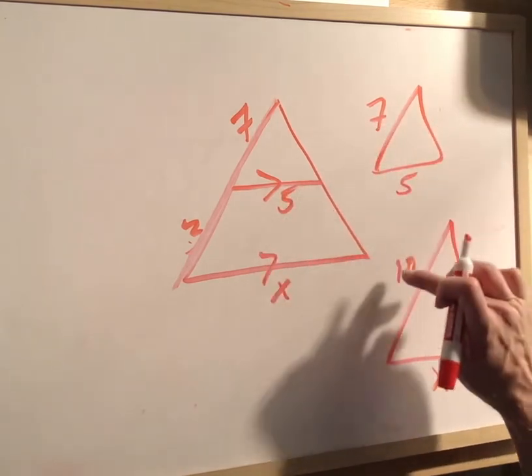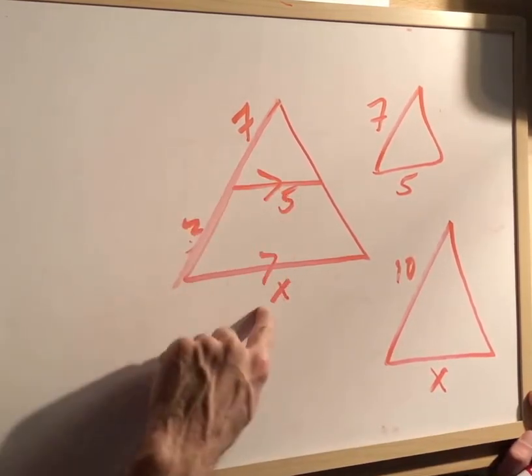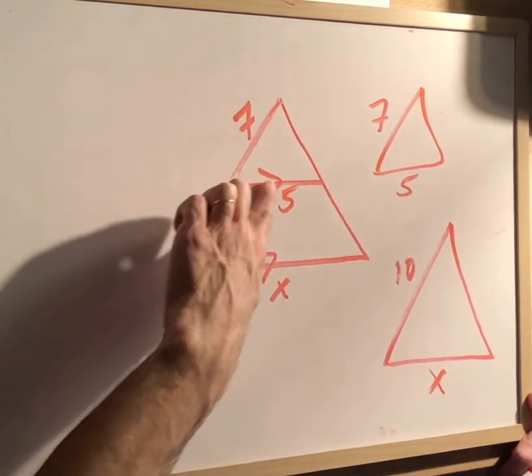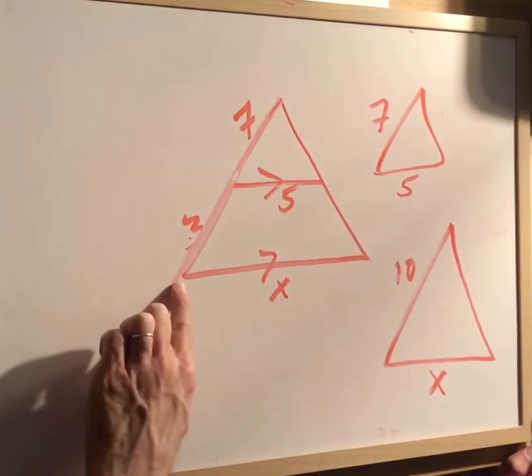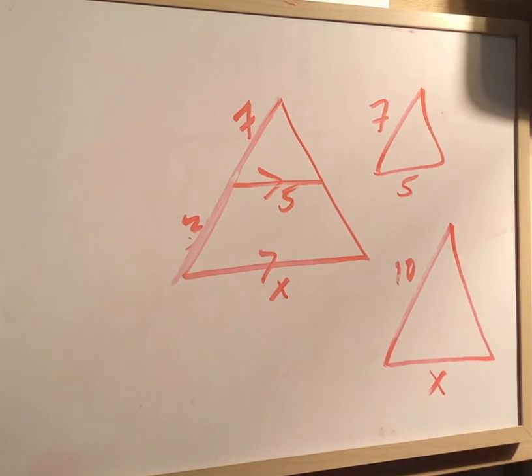Now you have two different triangles. 7 over 5 equals 10 over x. See how that's different? It's not 7 over 5 equals 3 over x. It's 7 over 5 because you're using this left side over this bottom side. And then you're using the whole left side of this big triangle over the whole bottom side, 10 over x. That was what gave people some trouble, questions like that.